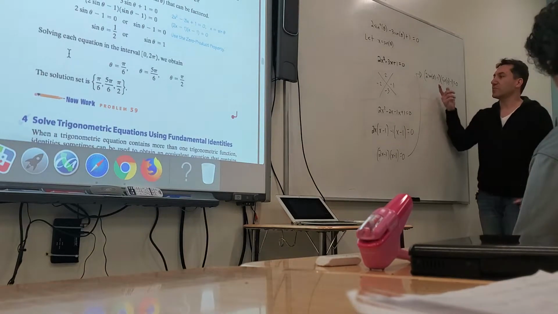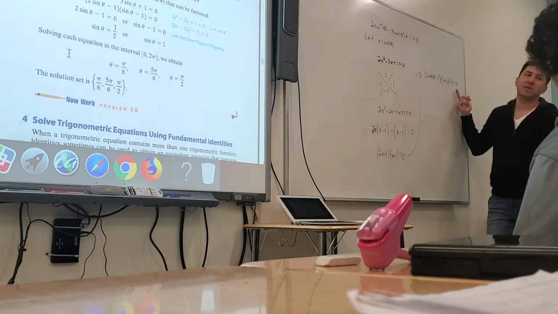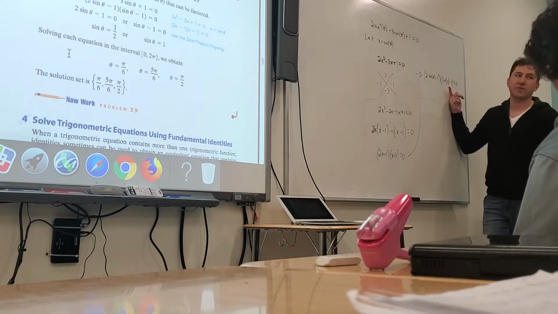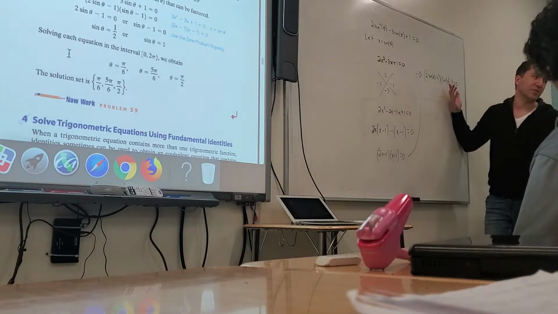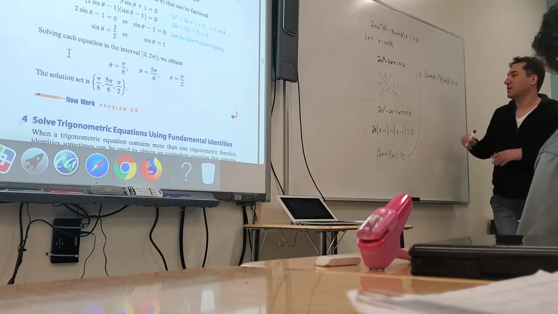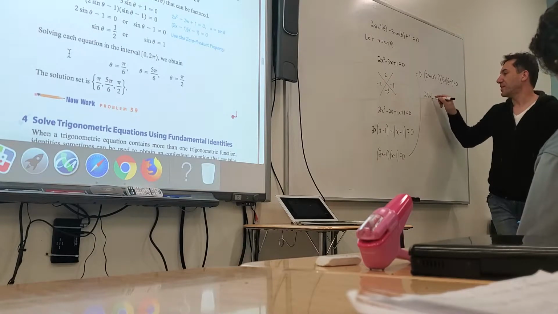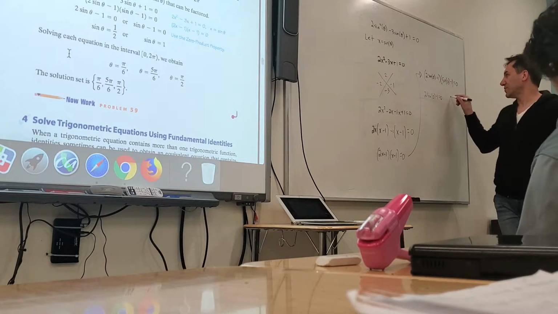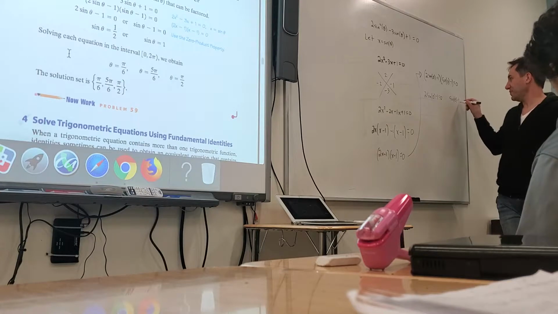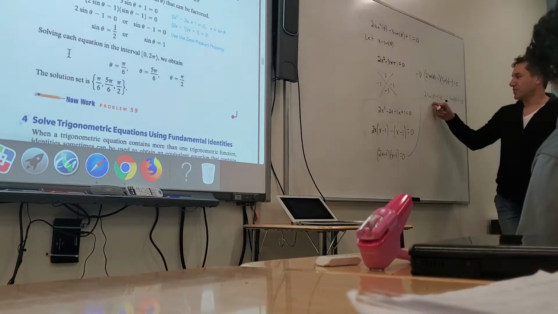Okay, anytime you have 2 things being multiplied and it's equal to 0, one or both have to be 0. That's the only way anything can be 0, right? So either this is 0 or this is 0. So we take this, set it equal to 0, take this, set it equal to 0. Then we solve for sine, right?